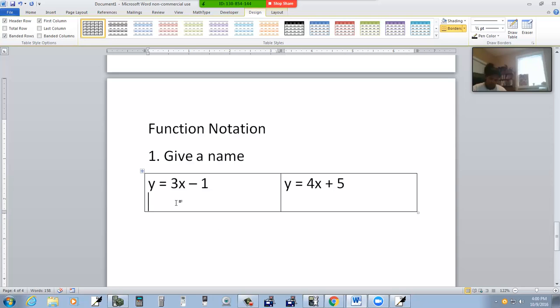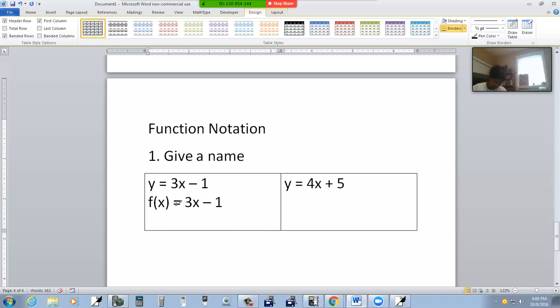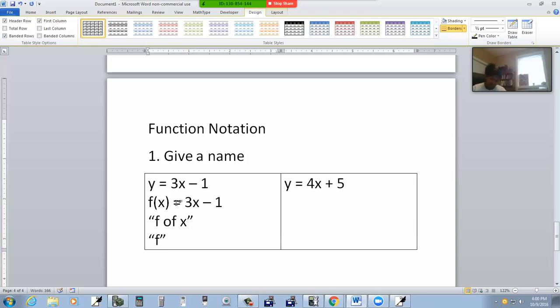Now, the names we give them are not like Bill and Bob and so forth. The name looks like this, and how you read that is f of x. Or we even get lazier in math and we just call it f. On this one, we may give it the name g of x, or we even get lazier and refer to it as g.